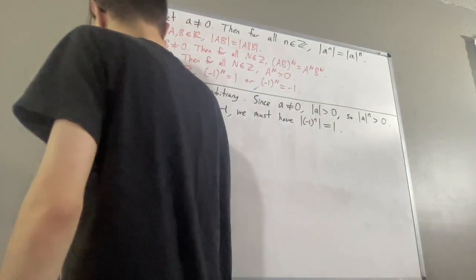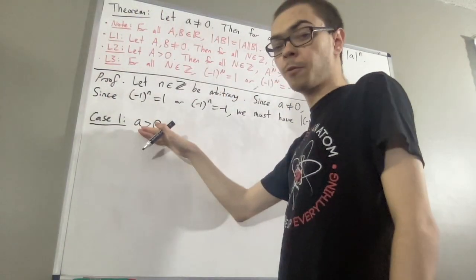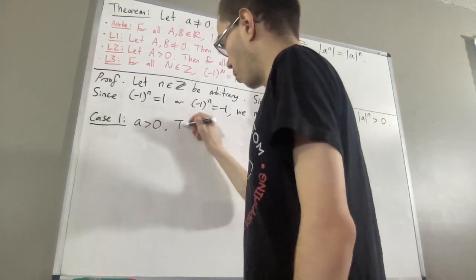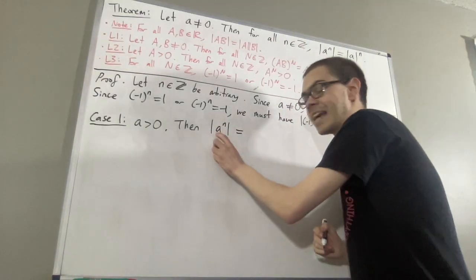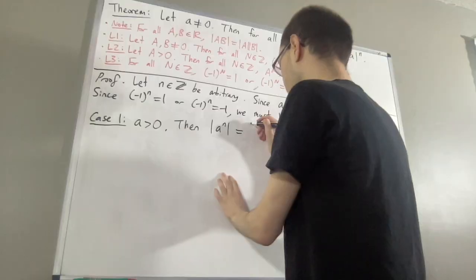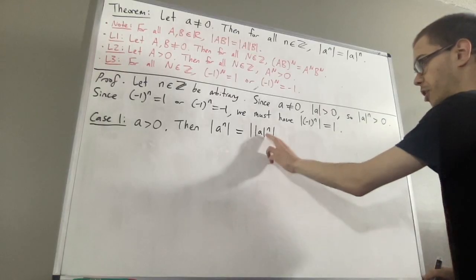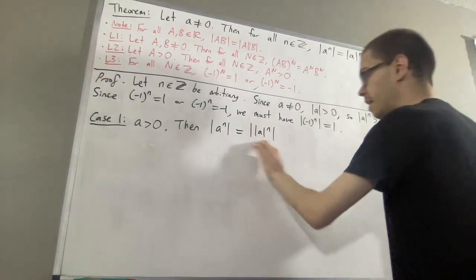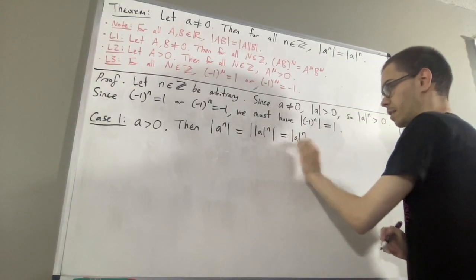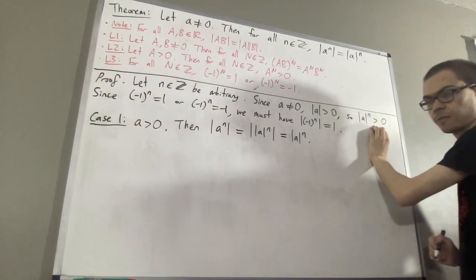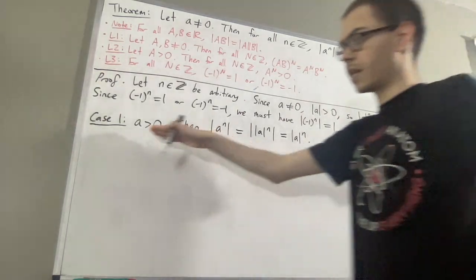So let's start with the case that a is greater than 0. Well, then the absolute value of a is equal to a in this case. So we can write the absolute value of a to the n equals what? We can replace the base a with the absolute value of a. So this is the absolute value of a to the power of n. But since the absolute value of a to the power of n is greater than 0, its absolute value is just the absolute value of a to the power of n, right? We can just drop the absolute values because the absolute value of a to the power of n is greater than 0. So that's it. As you can see, we have shown that this equality is true. So this completes the case a is greater than 0.